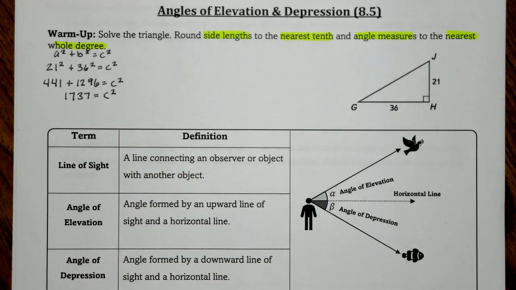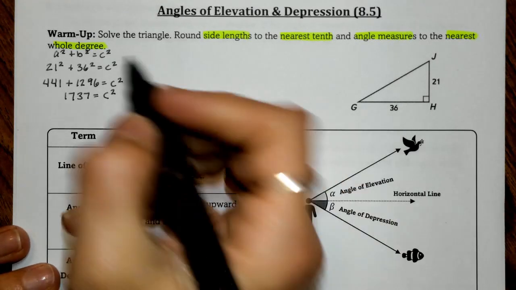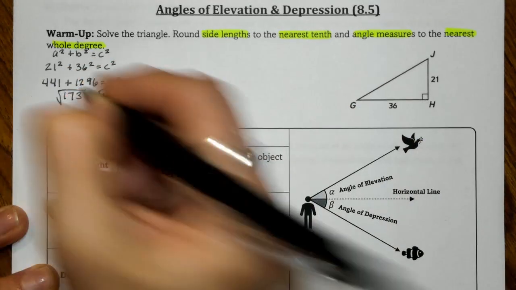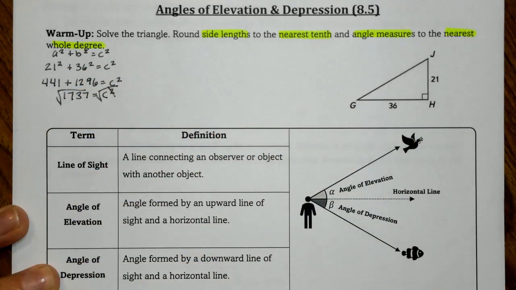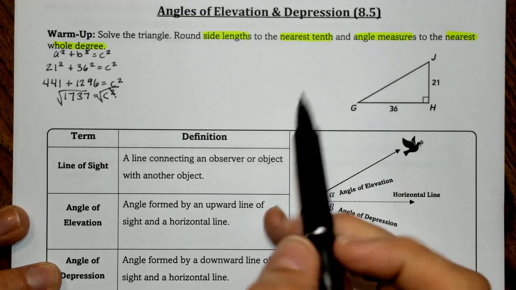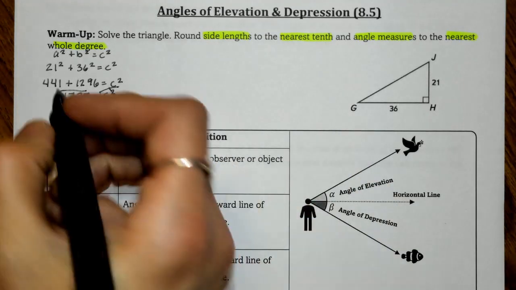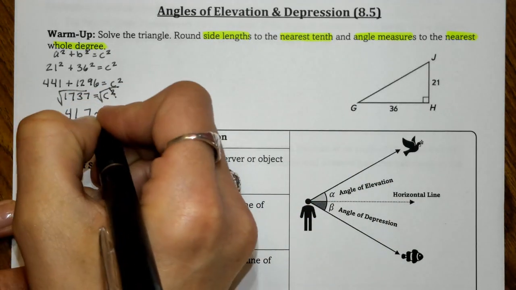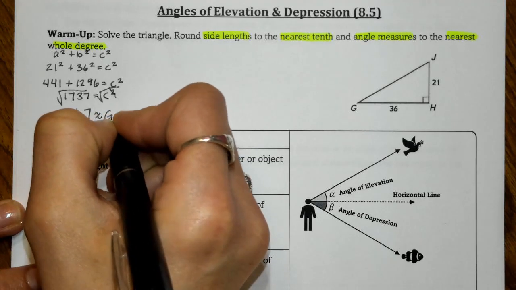Please make sure you're bringing that c squared down. If we don't, we're going to get the wrong answer because we're going to forget that we have to now take the square root. Usually with Pythagorean theorem in our class, we've been going to the simplest radical form, but this one does want the side lengths to the nearest tenth. So this one's going to end up being 41.7. And I'm just going to go ahead and put GJ here.